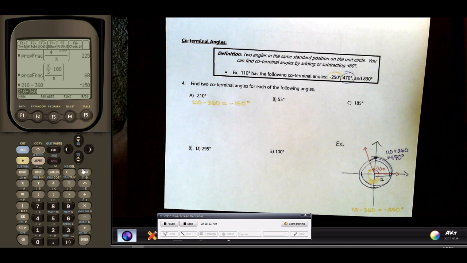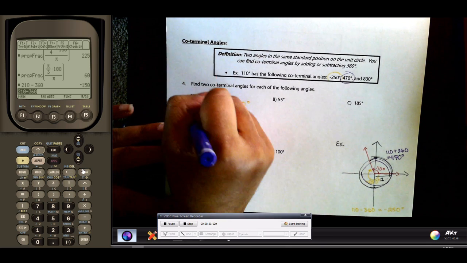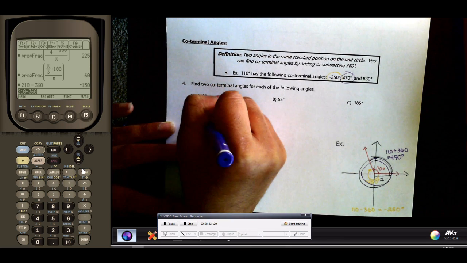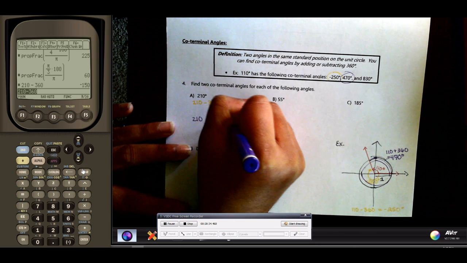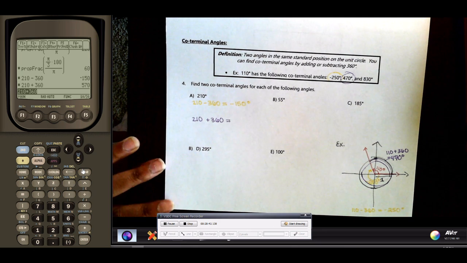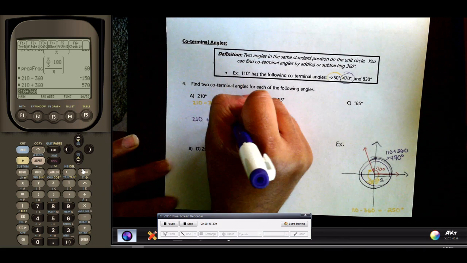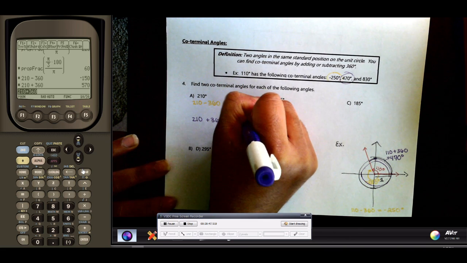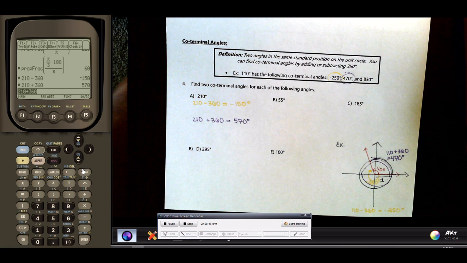Or for instance, if we wanted to add 360, we could do 210 plus 360. And that would give us a coterminal angle of, go ahead and type that in. You can use your keyboard to write these out. I hate typing on the calculator keypad with my mouse. All right, and we get 570 degrees. But what if we wanted to get some more coterminal angles, because there's infinite answers for this?